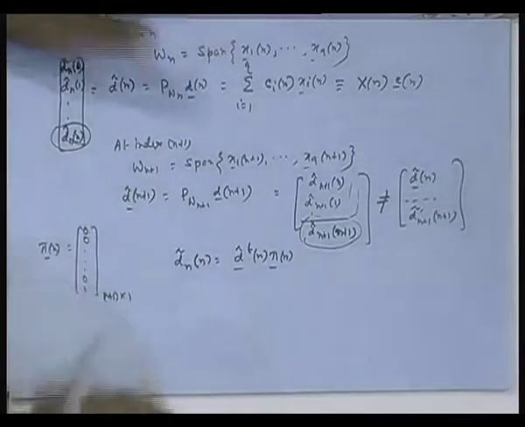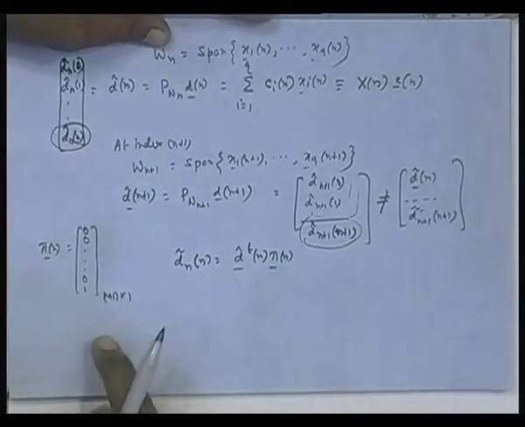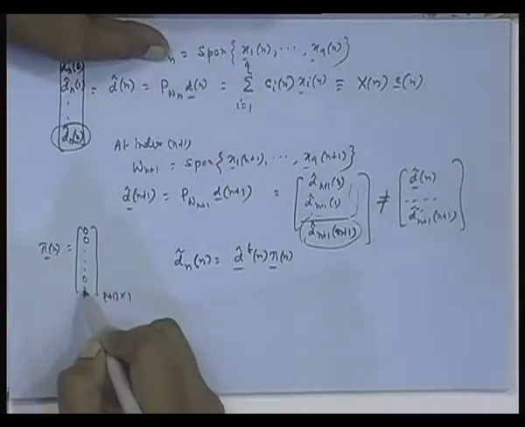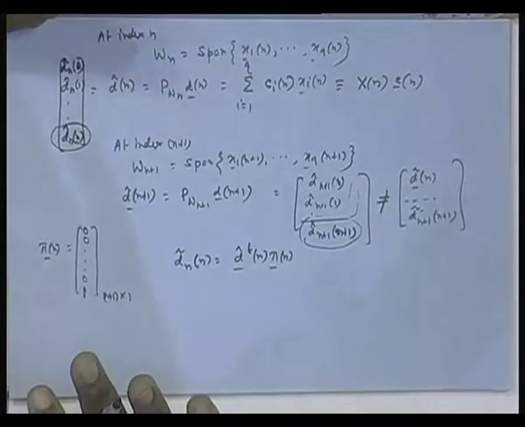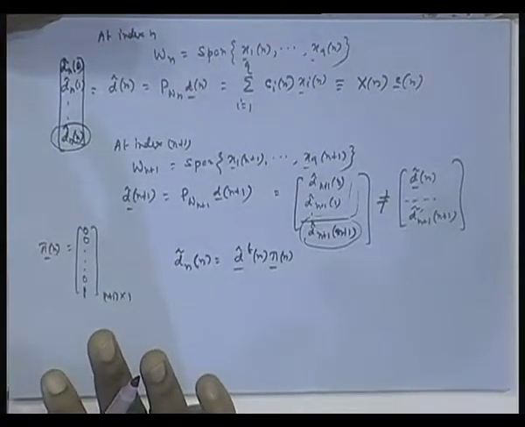The last element will be picked up, but this pi n is very important. See the structure of pi n, it has zeros and only 1. It just picks up the last guy. Have you understood this?